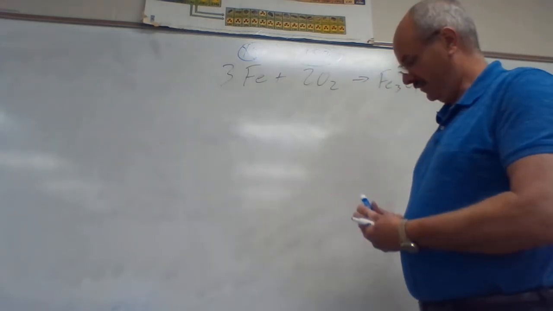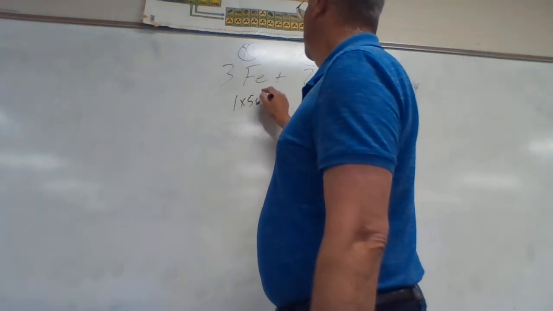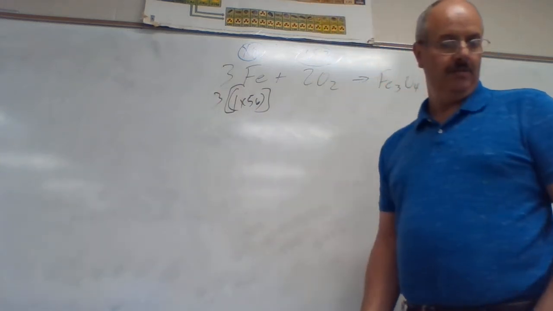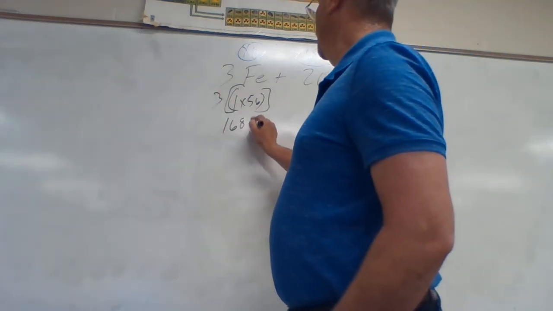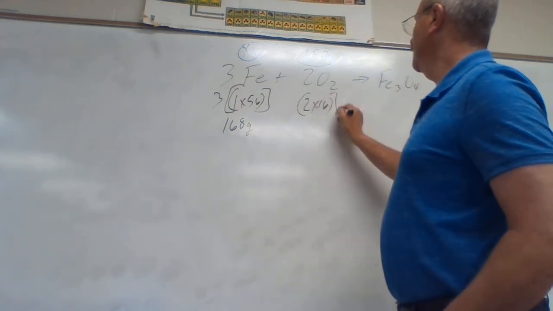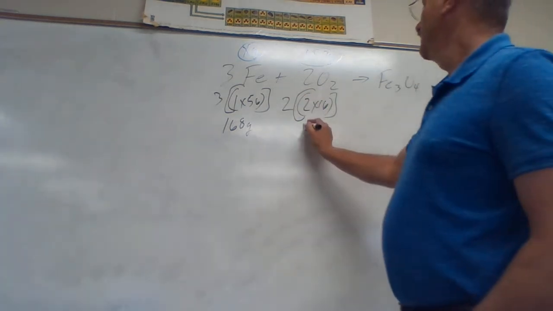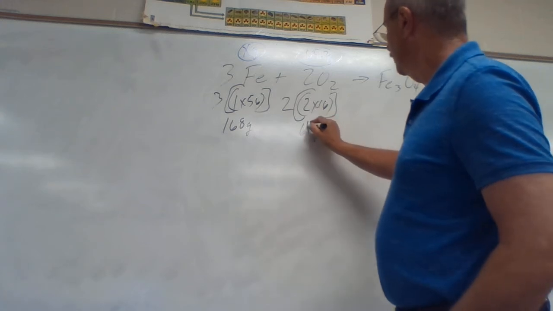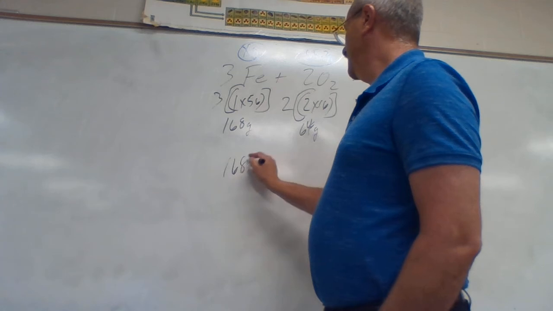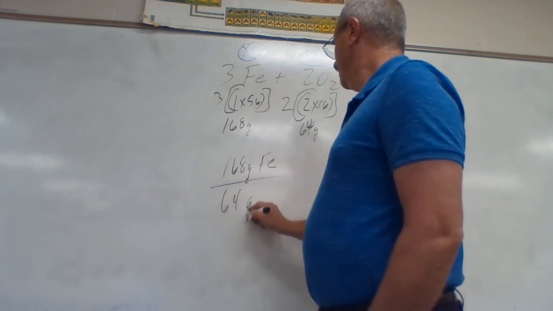So we need to know the molar mass of each of these substances. So iron is 1 times 56, all of that times the big 3 out in front. So that turns out to be 168 grams. And then we do this one where there are 2 oxygens times 16, all of that times the big 2 out in front. So that's 32 times 2, so that's 64 grams. So we've got to set up our ratio using these two. So we get 168 grams of Fe combines with 64 grams of O2.